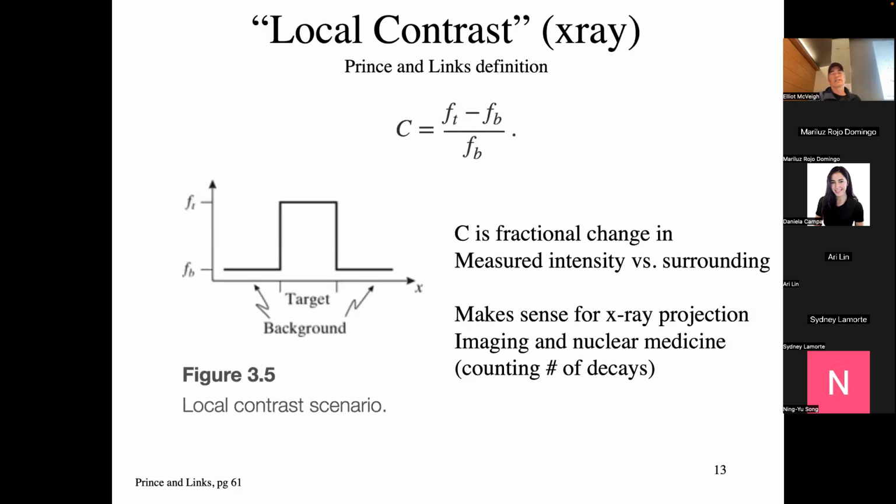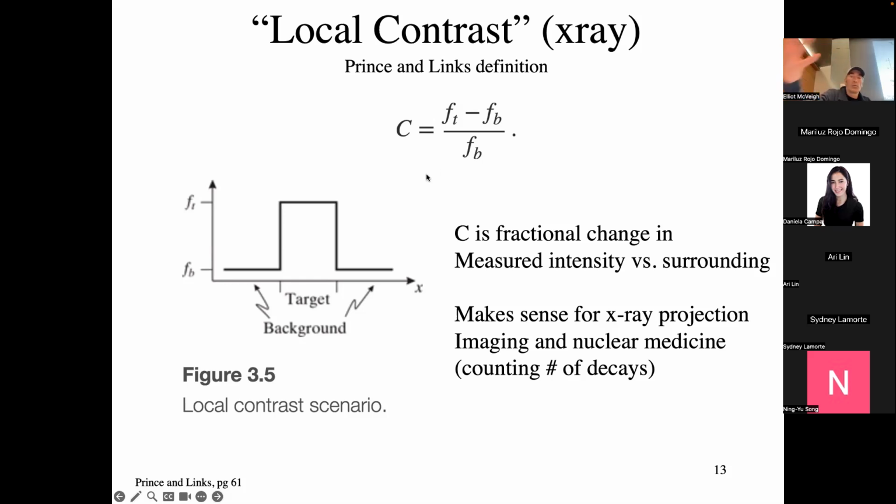Okay, so contrast in X-ray imaging is often defined as a fractional change in signal. You have a background signal, and you have a target, which let's just say is a tumor in the liver of a certain size or a lung nodule of a certain size. In X-ray, as we'll see later when we look at X-ray physics, it makes sense to think of that contrast as a fractional change from the baseline, right?